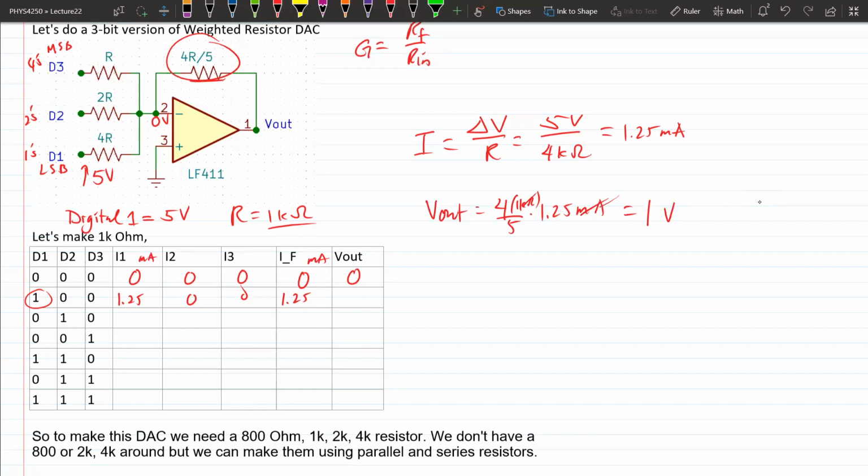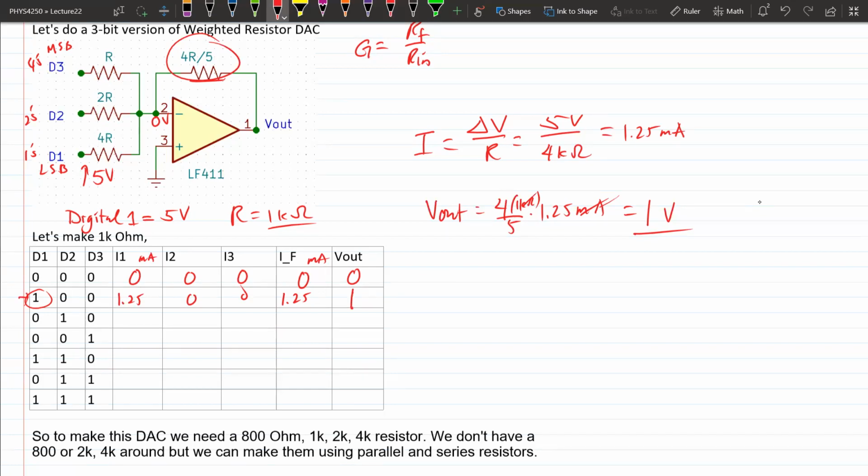Remember that D1 is the 1's bit. When it flips from 0 to 1 volt, meaning it's flipping from digital 0 to digital 1, we get 1 as the input and 1 as the output. Does that make sense? Because this is actually 1. Let's pick another one. We don't want to do all 7 of them.